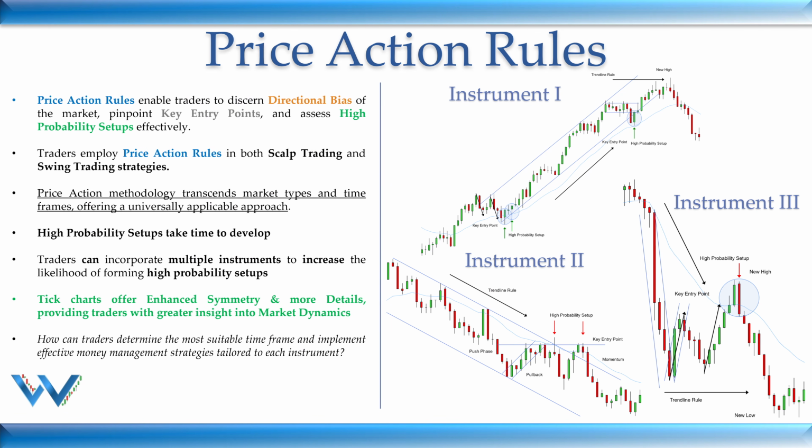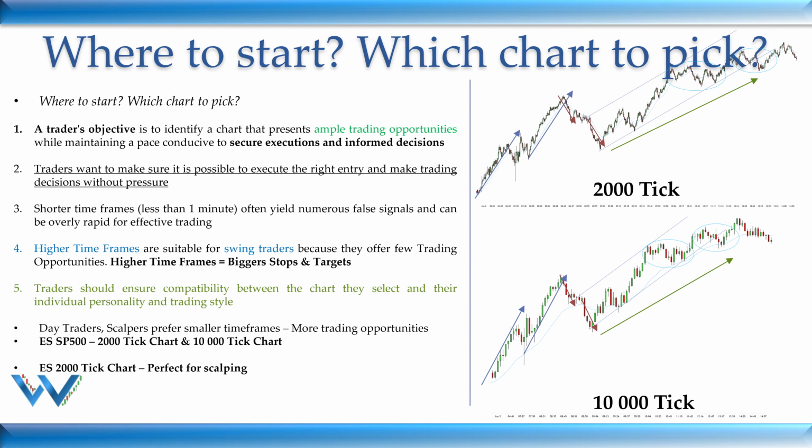We are going to cover how to find the best tick chart for every instrument because tick charts offer enhanced symmetry, they provide more details, and we have better insight into market dynamics. How can traders determine the most suitable time frame and implement effective money management strategies tailored to each instrument? This is what we're going to cover in this video. So now that I decided the type of instrument that I want to incorporate into my trading arsenal, where am I going to start? Which chart to pick?